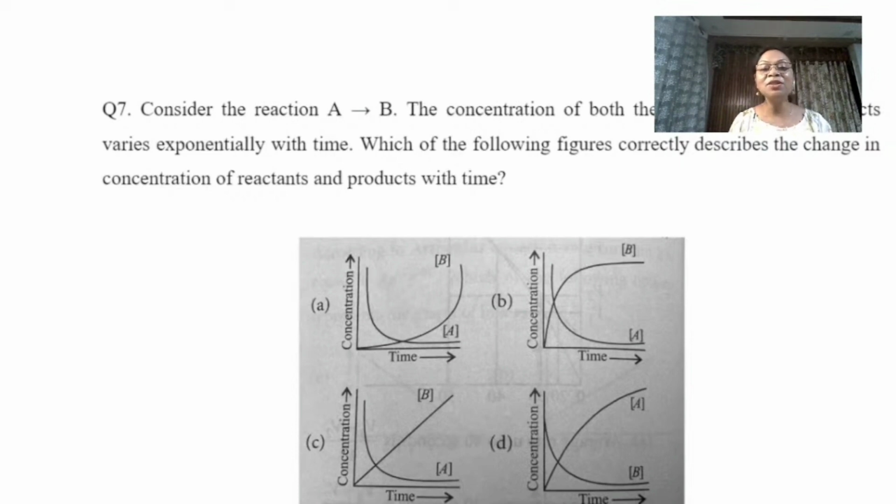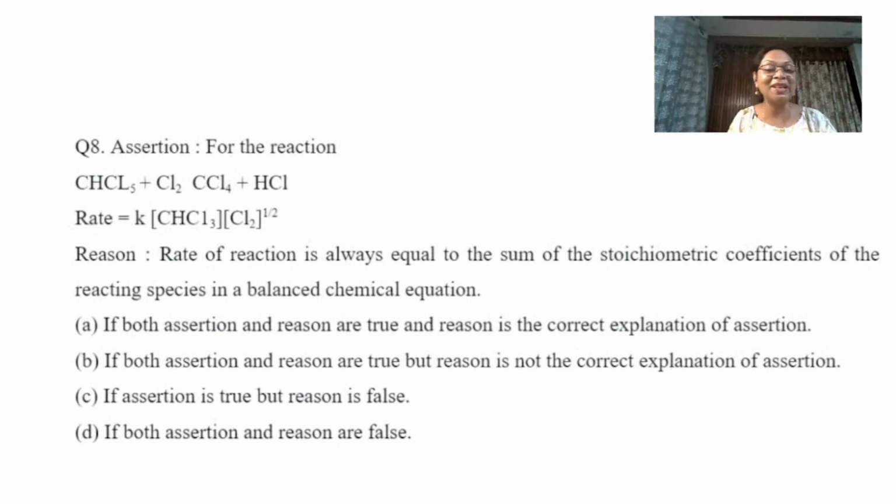Okay, so the concentration of both the reactants and the products varies exponentially with time. Which of the following figures correctly describes the change in concentration of reactants and products with time? Reactant concentration will definitely decrease with time and the product will increase with time. The decrease is shown by this graph of the reactants, and the increase in the product concentration is shown by this. So the answer is B. Let's go to the next one.